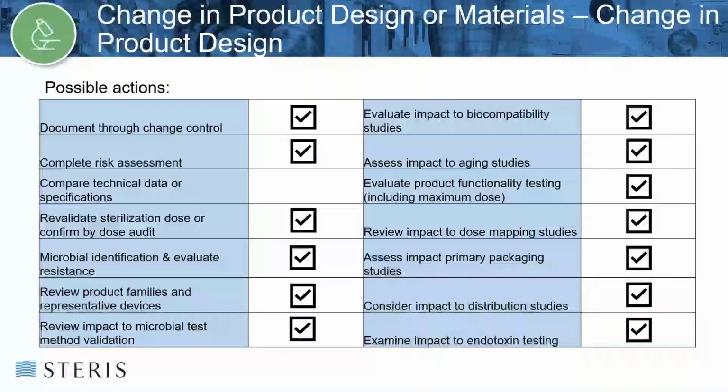Additionally, outside of irradiation validation considerations, the effects of the design or materials change could have impacted aging, functionality, packaging, distribution studies, and those should be assessed. Changes to the presentation of the product for irradiation need to be reviewed for impact to dose mapping studies.